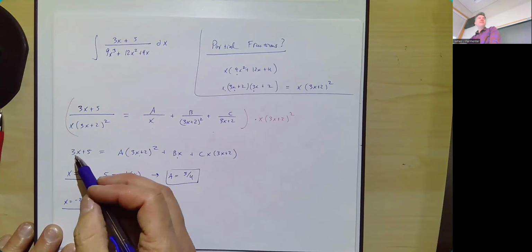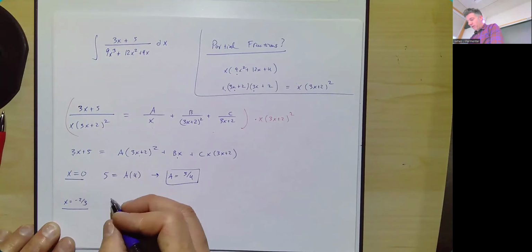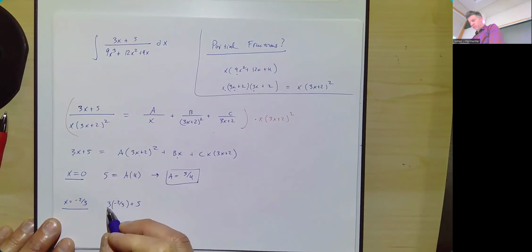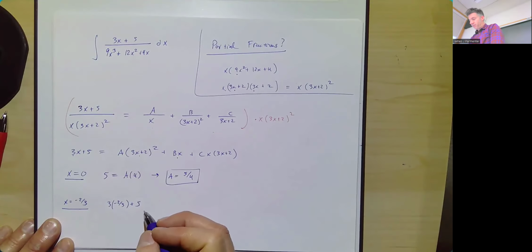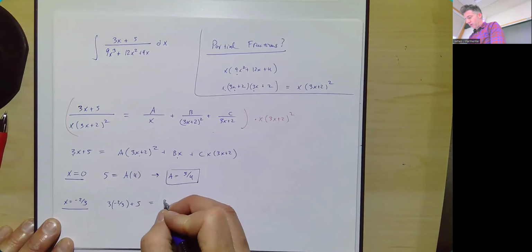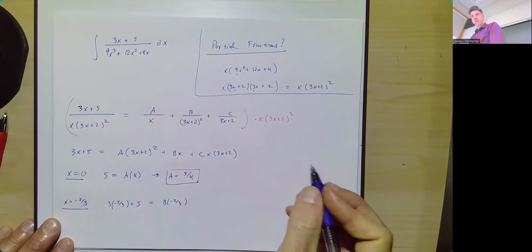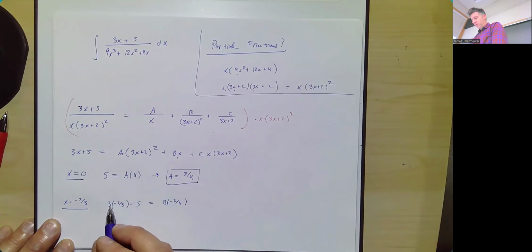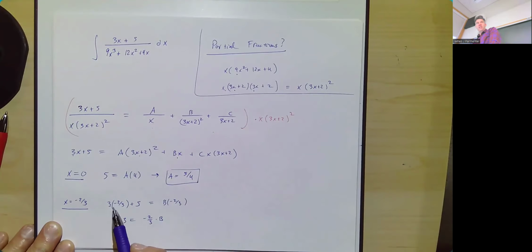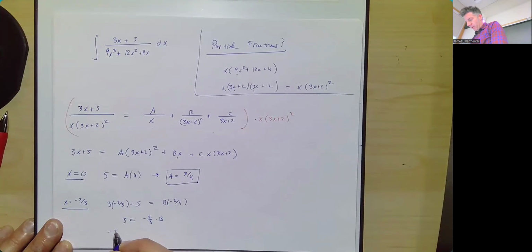Actually, on the left-hand side, it's not too bad. On the left-hand side, you have 3 times negative 2/3 plus 5, which is going to be negative 2 plus 5, which is 3. On the right-hand side, you get a times 0 plus b times negative 2/3 plus c times 0. So 3 equals negative 2/3 times b. And to get b, just multiply both sides by the reciprocal. So negative 3/2 times 3 is equal to b. So b is equal to negative 9/2.